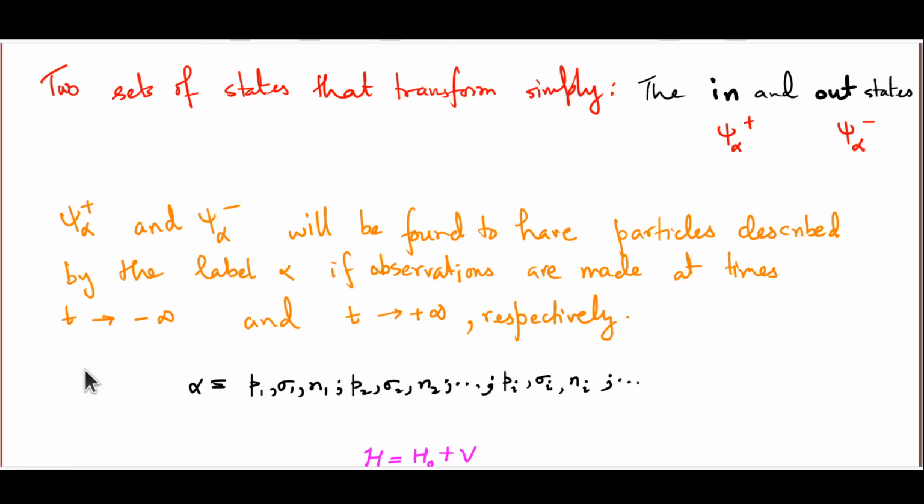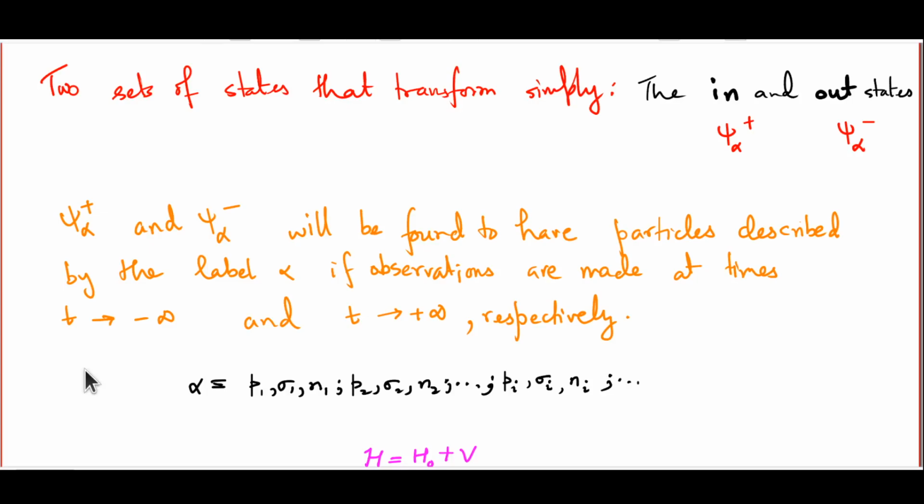In an interacting theory, and we are only going to be interested in interacting theories, what we mean here is that if we were to observe this system in the infinite past, or at least long, long time before the particles get close enough to cause interactions, observations made on the state would reveal that the particles have these labels. That is, the first particle will turn out to have four momentum P1, spin component sigma1, and so on.